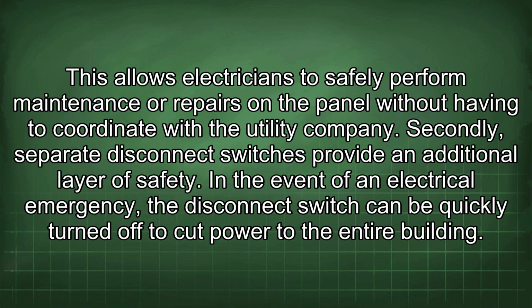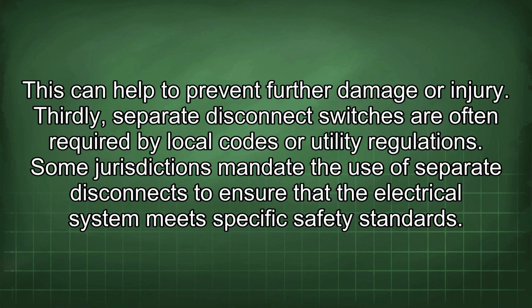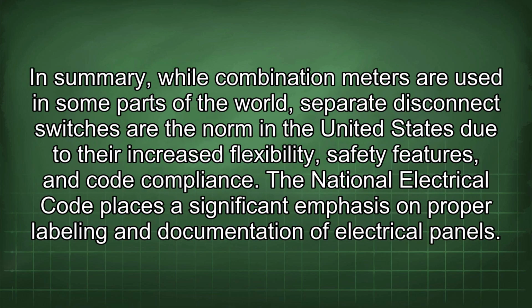Secondly, separate disconnect switches provide an additional layer of safety. In the event of an electrical emergency, the disconnect switch can be quickly turned off to cut power to the entire building. This can help to prevent further damage or injury. Thirdly, separate disconnect switches are often required by local codes or utility regulations. Some jurisdictions mandate the use of separate disconnects to ensure that the electrical system meets specific safety standards. In summary, while combination meters are used in some parts of the world, separate disconnect switches are the norm in the United States due to their increased flexibility, safety features, and code compliance.